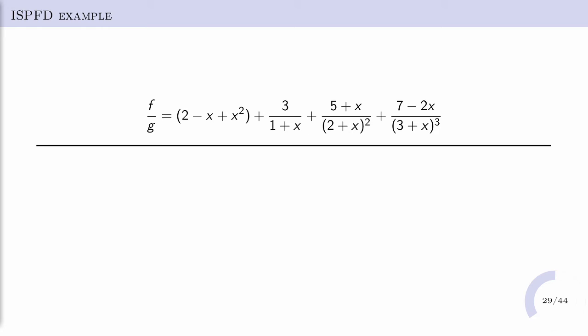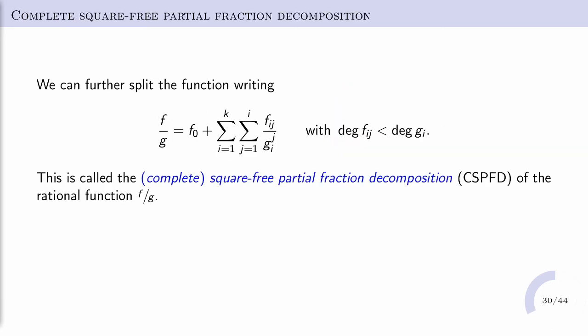polynomials. So for this one, the polynomial part is okay. This one, where we have only the square-free denominator, is okay. But for these two, where we have a power of square-free denominators, we can apply an additional step. What this additional step looks like is the following. Suppose that we have some fi over gi to the ith power.